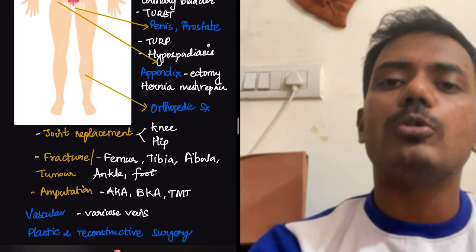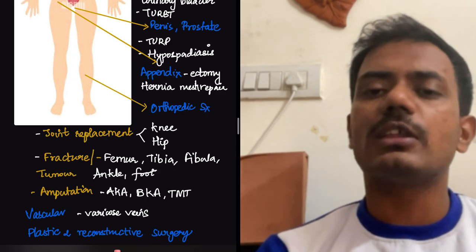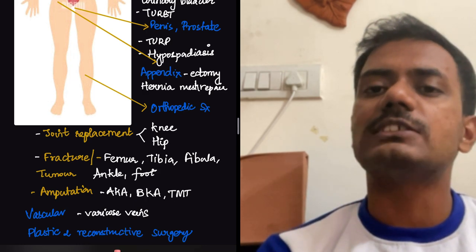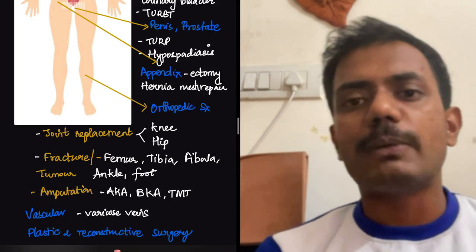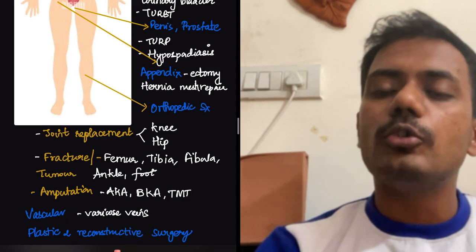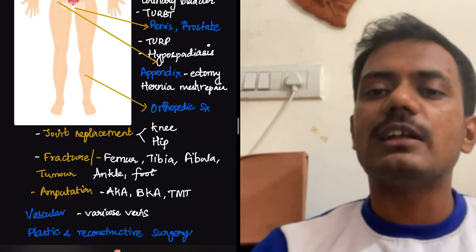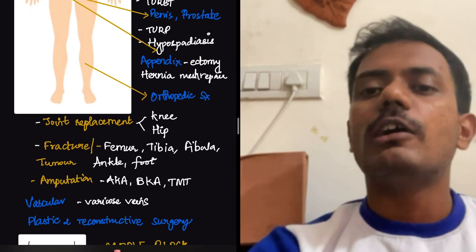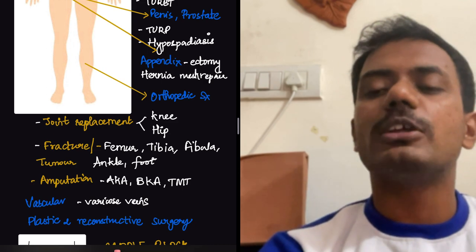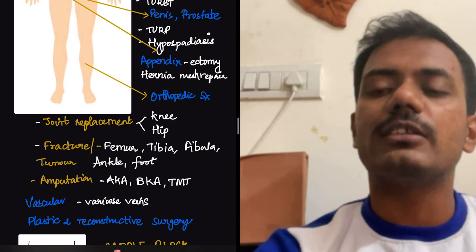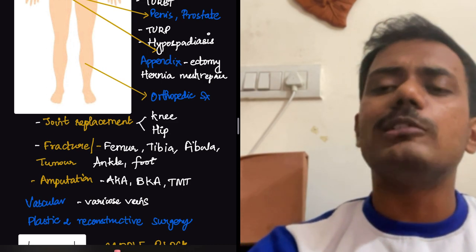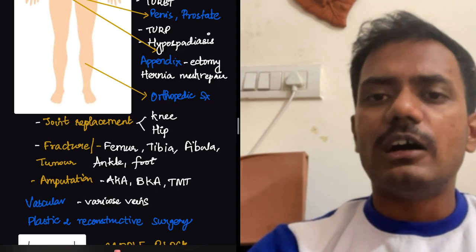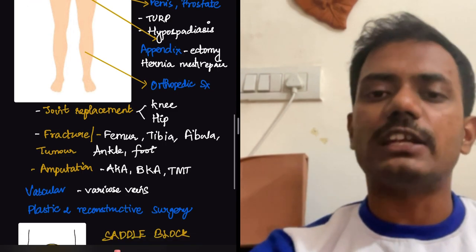Then there are bones: femur, tibia, fibula, and more. If there is a fracture in the bones, then you can get it done under spinal anesthesia. If there is a tumor in those bones, then you can get it done under spinal anesthesia. If you want to amputate the foot, above knee amputation, below knee amputation, or transmetatarsal joint excision, or you want to cut out a finger, all the surgeries can be done under spinal anesthesia, mostly in general.